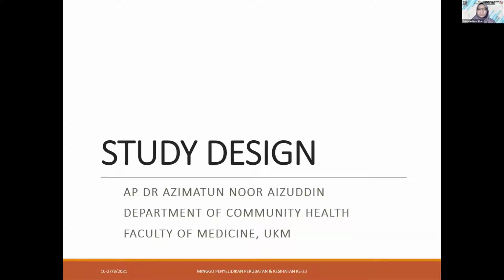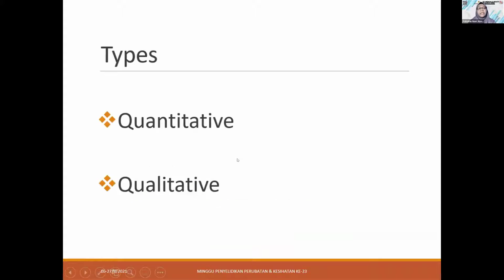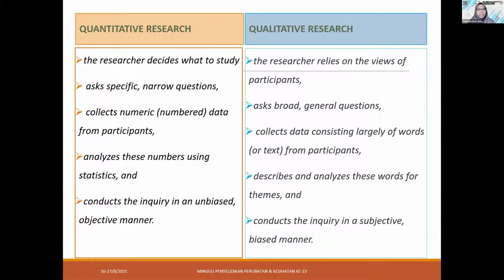So first of all, there are two types of study design, whether it's quantitative or qualitative. In quantitative research, the researcher decides what to study, asks very specific and narrow questions, collects data, most of the time numeric, whether continuous or categorical, from the participants, analyzes these numbers using statistical analysis, and conducts the inquiry in an unbiased, objective manner.